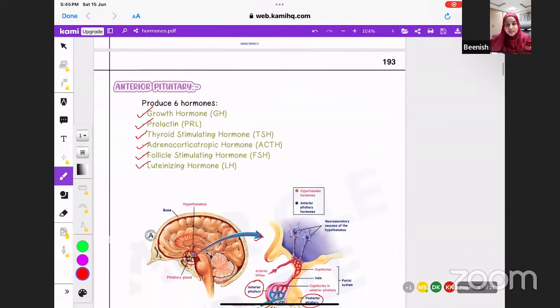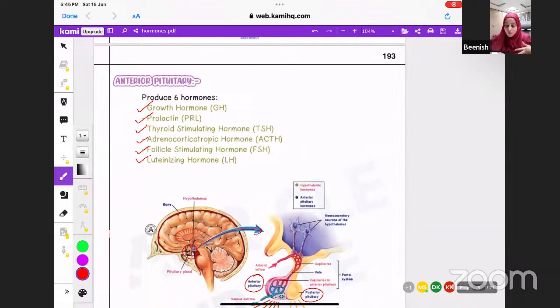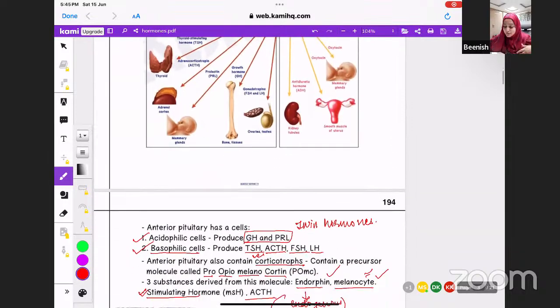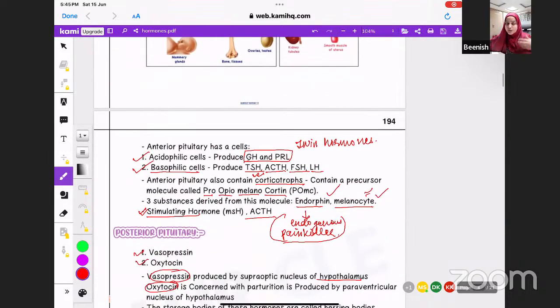The anterior pituitary is producing 6 different hormones, namely growth hormone, prolactin, TSH, ACTH, FSH, and LH. And your anterior pituitary has 3 different types of cells: acidophilic cells, basophilic cells, and a special cell known as corticotropes. Your acidophilic cells are producing growth hormone and prolactin, and your corticotropes were producing a precursor molecule from which were derived endorphin, melanocyte stimulating hormone, and ACTH.